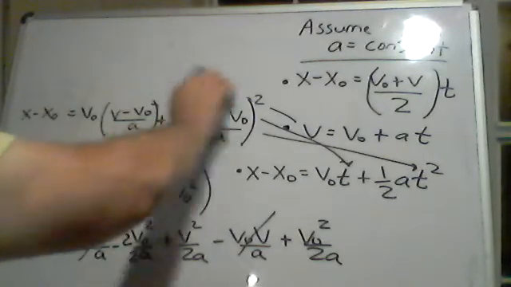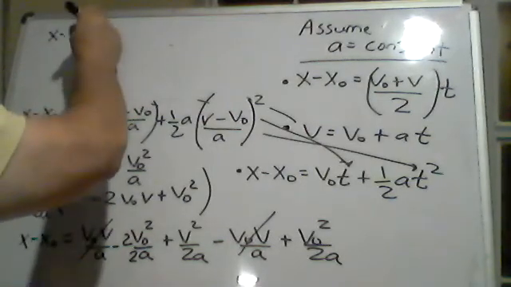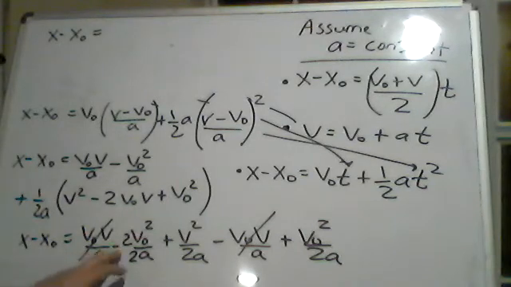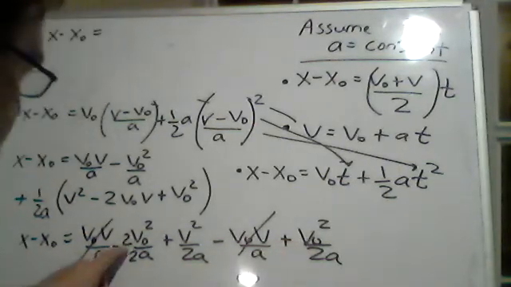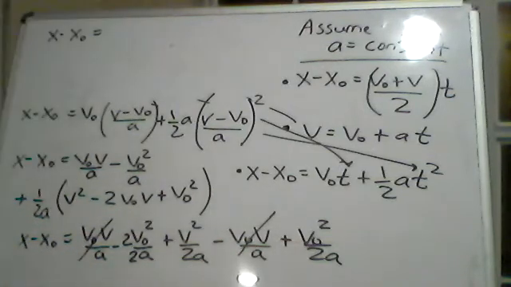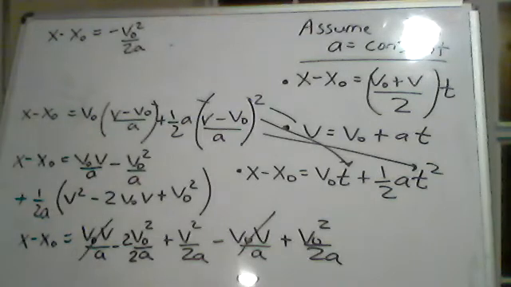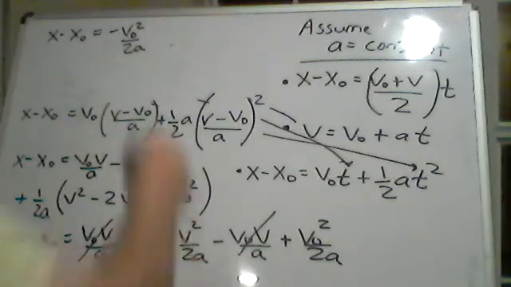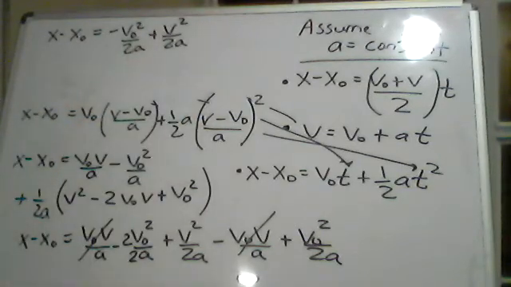Okay, we're almost done. So what I now have is x minus x naught equals, all right, I have negative 2 v naught squared over 2a, and I have basically positive v naught squared over 2a. So negative 2 plus 1 is going to give me a negative 1. So combining these two, I have negative v naught squared over 2a. And then the only thing left is this one plus v squared over 2a. All right. I'm going to multiply both sides by 2a.